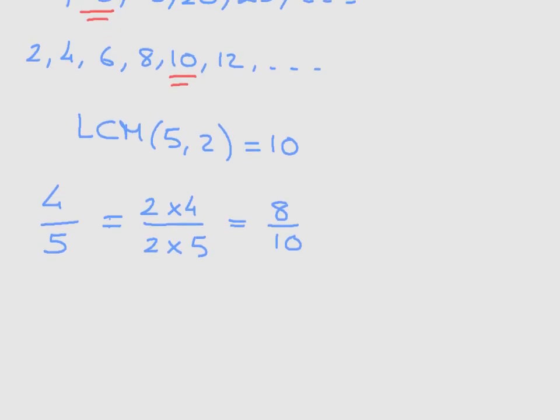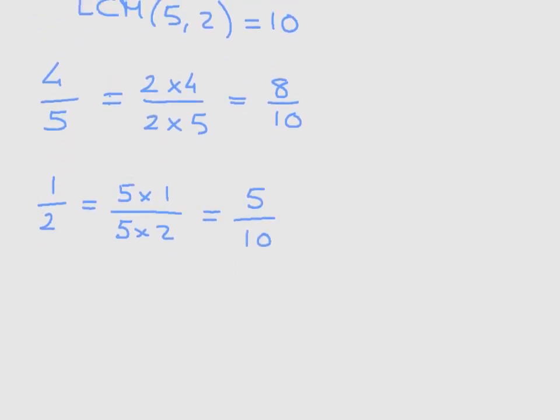Similarly, for the second fraction, which remember was 1/2, we need to look into the fact that 10 is the 1, 2, 3, 4, 5, fifth multiple of 2. So, to express it as a fraction over 10, we multiply the top and the bottom by 5. And so we can now see that 1 over 2 is the same thing as, or is equal to, 5 over 10.